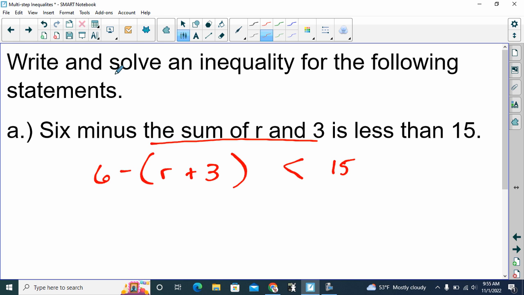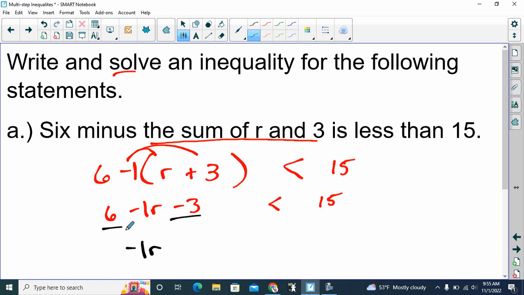It does ask us to solve. We wrote, to solve, we are distributing here. This is a negative 1, so distribute your negative 1. I've got negative 1 times r, negative 1 times 3. 6 just stays out front. My sign stays the same. I do have like terms on the left side. 6 minus 3, I can combine those. So I've got negative 1r. 6 minus 3 is plus 3.